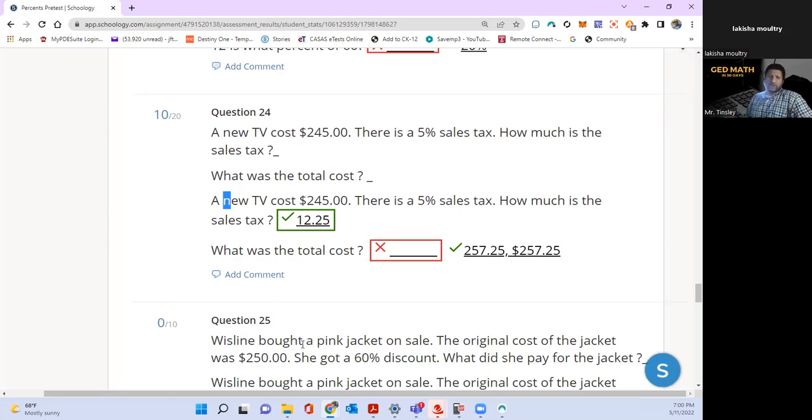It says a new TV costs $245. There's a 5% sales tax. How much is the sales tax? Is sales tax added on to your total price, or is it taken away from your total price? Added on. So the total price is 100%. The tax is 5%. 100 plus 5% is 105%. Do you understand that? Yes. Okay. What is 105% as a decimal?